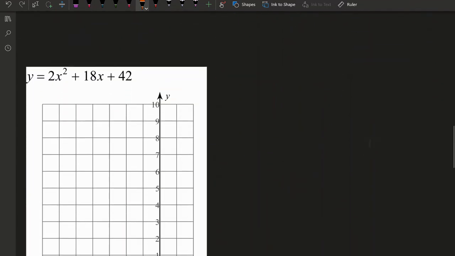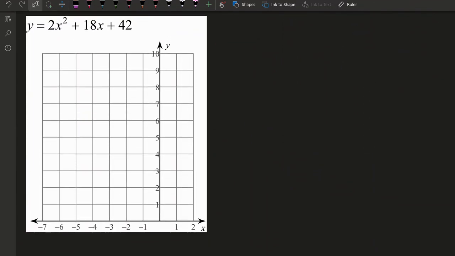Okay, let's do one more example. Now this one looks the same, but you might see that there's something a little bit more difficult here, and we'll see what it is right at the beginning. Again, let's find the axis of symmetry. X equals negative b over 2a. And that's going to be negative 18 divided by 2 times 2, which is going to be negative 18 over 4. And there's where the challenge is going to come in right there.